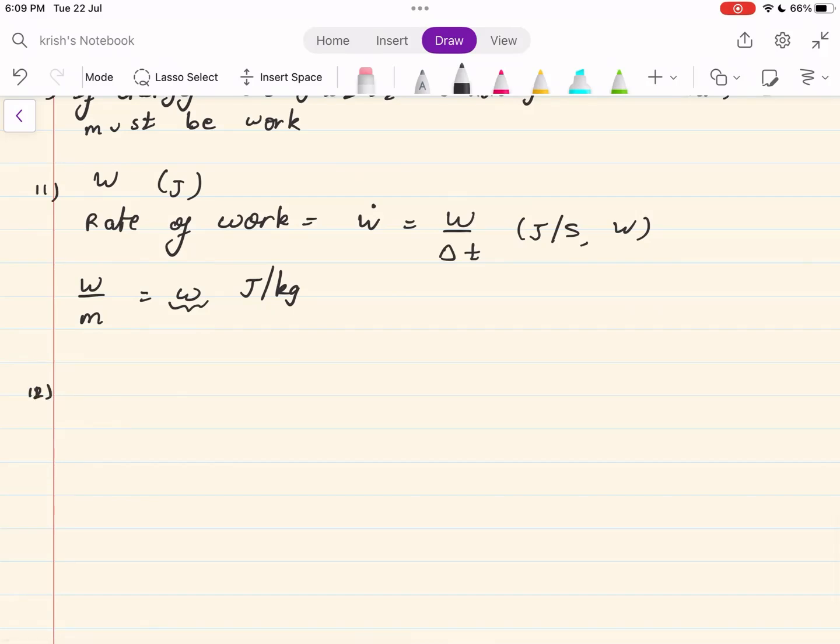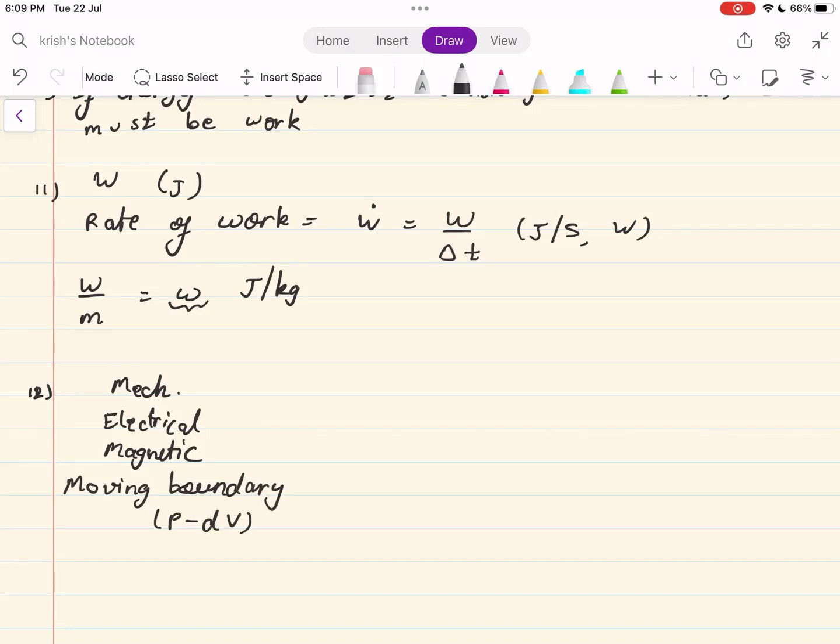Types of work are mechanical, electrical, magnetic, and moving boundary. Moving boundary is the work that we will be looking at. It is called PdV work. Mechanical also has subcategories: shaft, like in an aeroplane turbine, displacement, and spring.